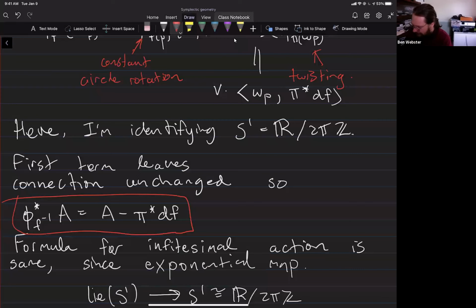All right. Now I have to think about, so this is the formula for my action. When I translate this into a statement about moment maps, what I have to think about is what's the vector field on the space of all connections that I get by taking the derivative of this action? This is a little bit confusing.